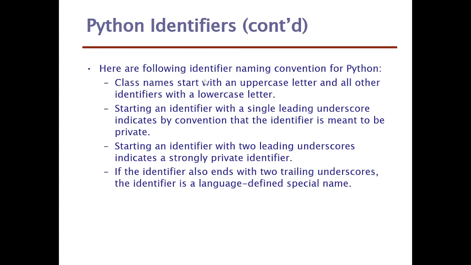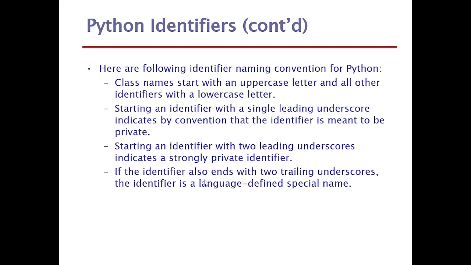So here are the following identifier naming conventions for Python. Class names start with an uppercase letter and all other identifiers with a lowercase letter. Then, starting an identifier with a single leading underscore indicates by convention that the identifier is meant to be private. So if you start the identifier with a single leading underscore, it means that it is a private variable. Next, starting an identifier with two leading underscores indicates a strongly private identifier. So if you start with a double underscore, it is a strongly private identifier.